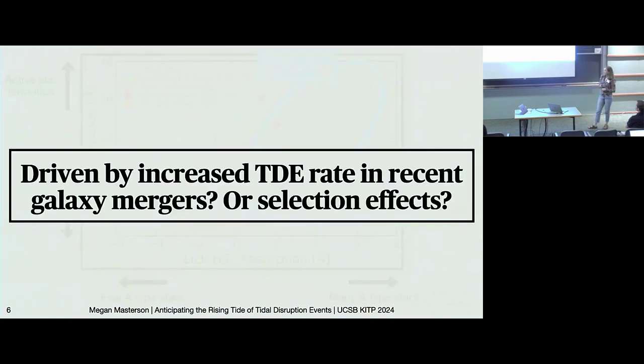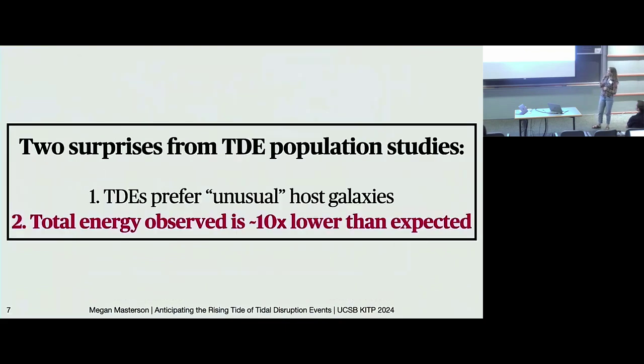And so the question is, is this driven by an actual intrinsic change to these sorts of galaxies that are making TDEs more likely to occur, like mergers, as we've heard about, or is this a result of selection effects? So we'll come back to this, and you'll see why in a bit.